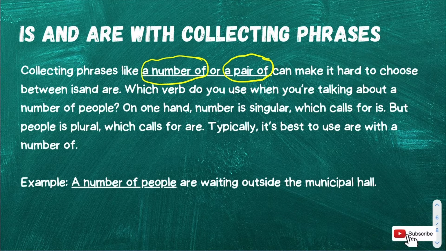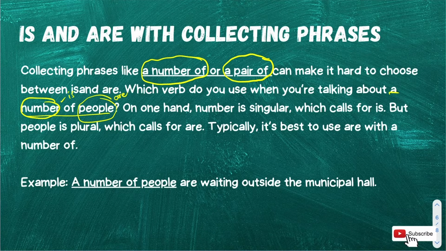So, nakakalito. Like for example, a number of people. So, ano ba gagamitin pag a number of people? So, a number of people are or is. Kasi pag sinabi daw nating number, singular, so dapat is. Pero nandun yung word ng people. And yung word na people means are. Diba? Alam natin people. Ang word na people ay plural.